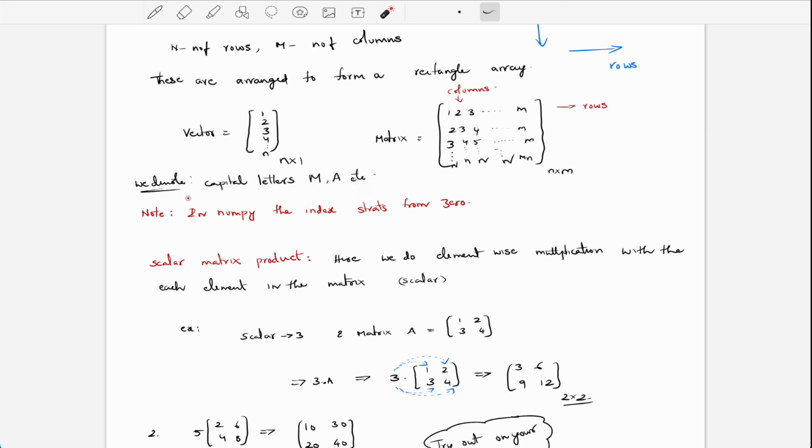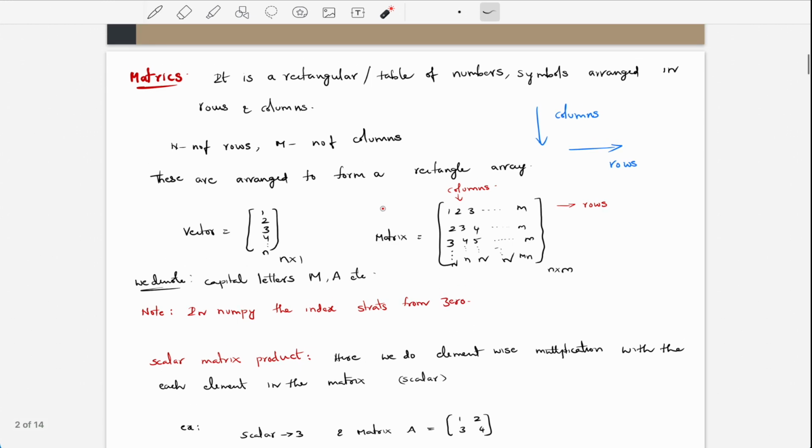In numpy the index starts from 0. In our numerical mathematics understanding, we start from 1, 2 and 3. But when we use Python programming, we have a library called numpy, and we're going to discuss it in further lectures. Don't worry, it starts from 0. Why it starts from 0, etc., I'm going to cover in a few further lectures.